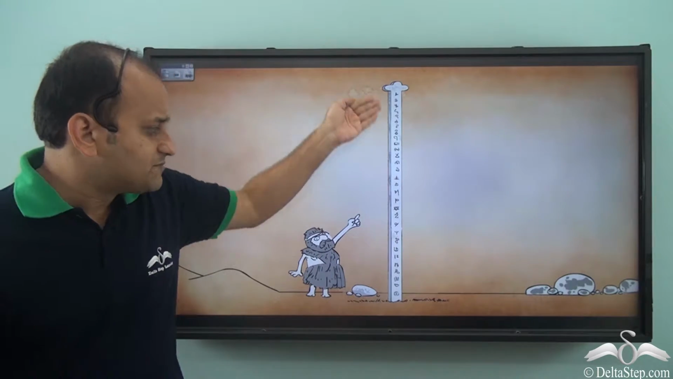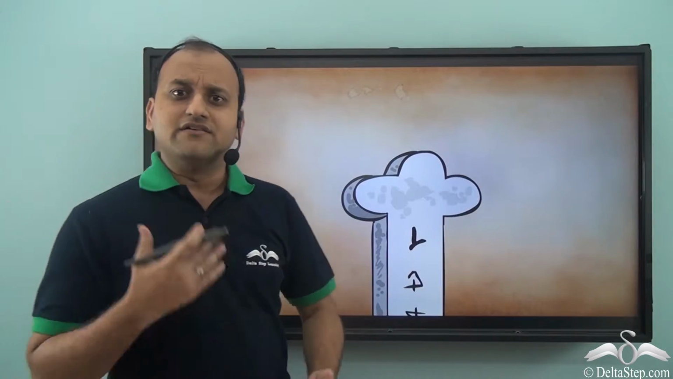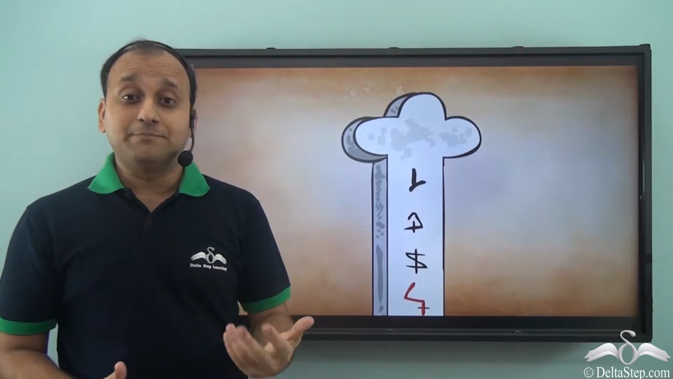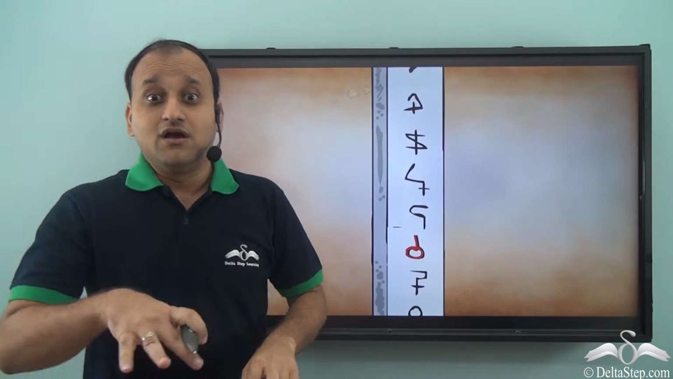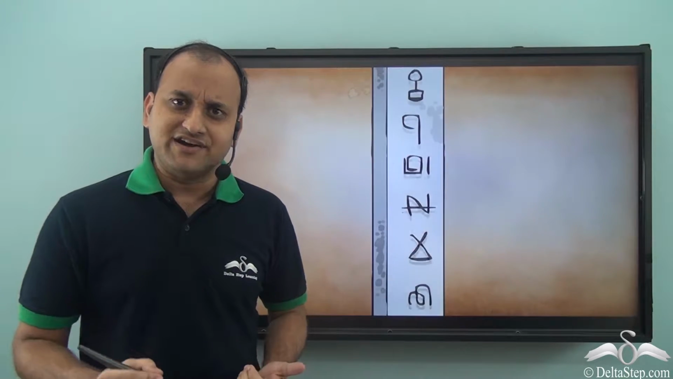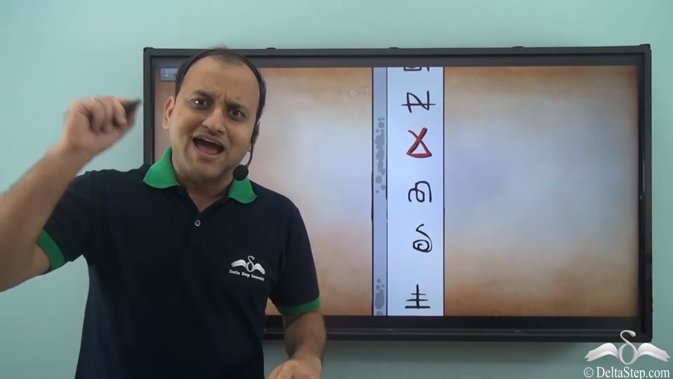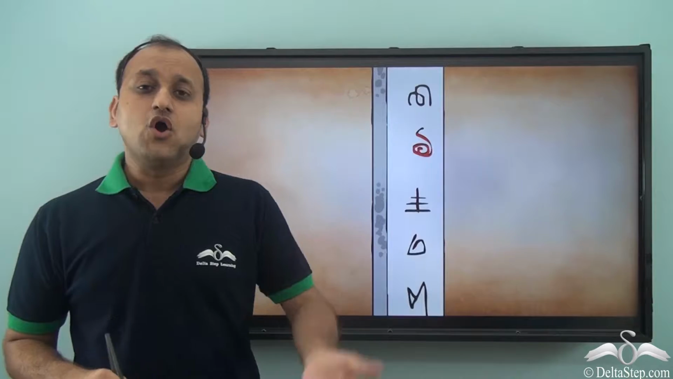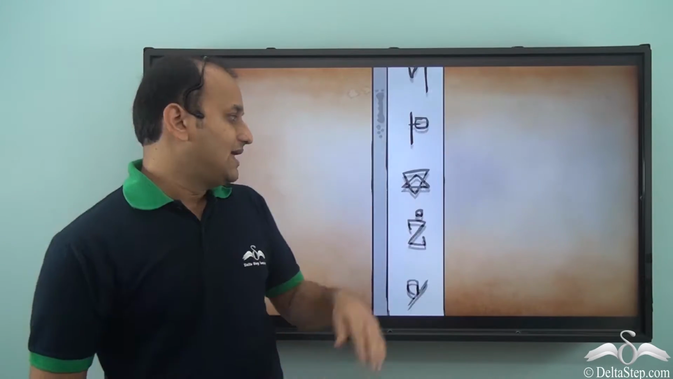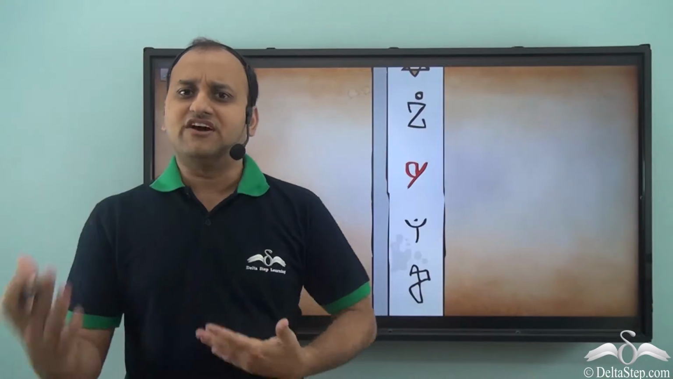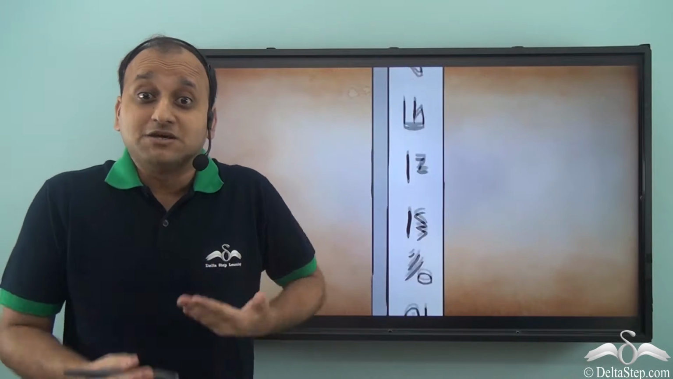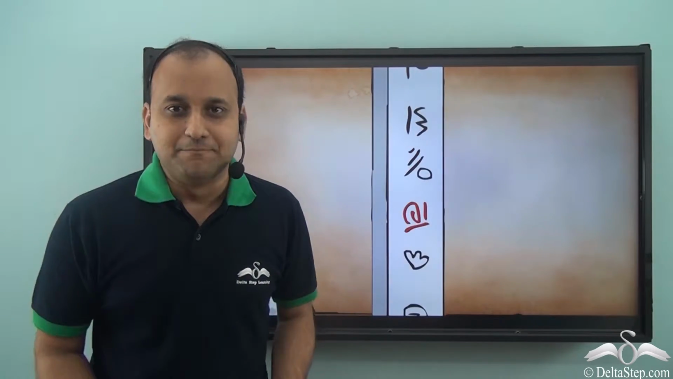That is, they developed a number of symbols representing specific counting numbers. For example, for 10, they had one symbol. For 100, they had another symbol. So if they wanted to write 100, they did not mark 100 marks on a piece of rock or use fingers. They simply wrote one symbol. And similar symbols were developed by different civilizations that made their mathematical work very simple.